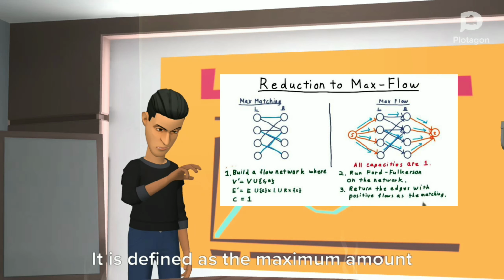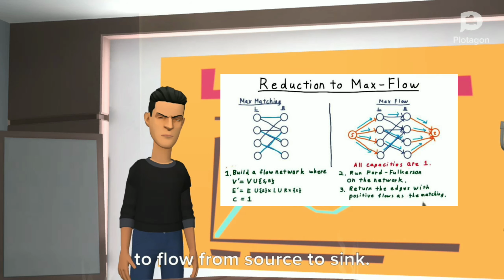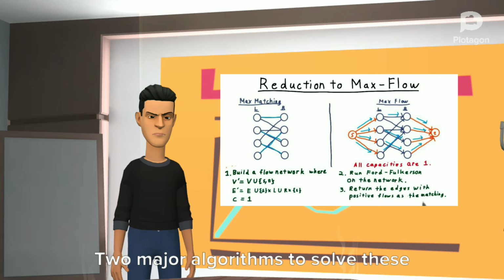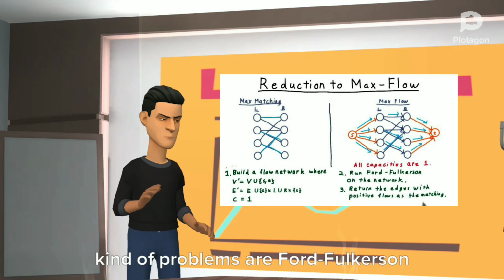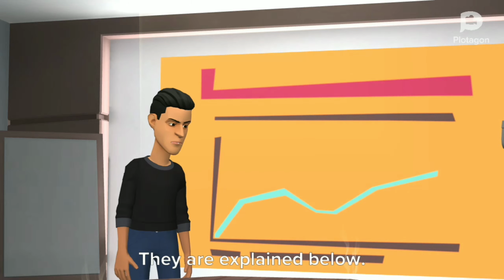Maximum flow is defined as the maximum amount of flow that the network would allow to flow from source to sink. Multiple algorithms exist in solving the maximum flow problem. Two major algorithms to solve these kind of problems are Ford-Fulkerson algorithm and Dinic's algorithm. They are explained below.